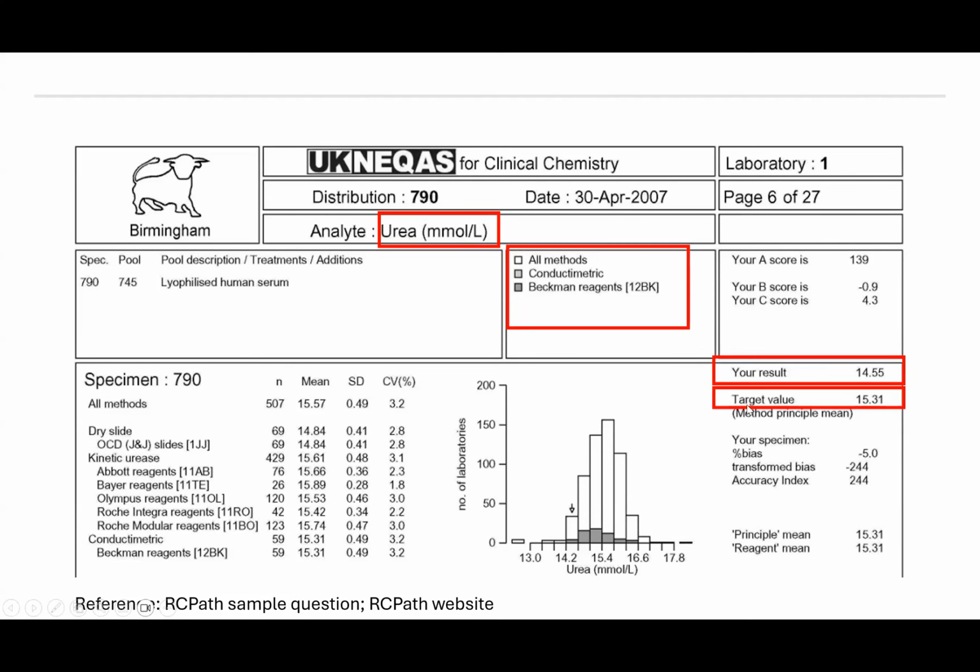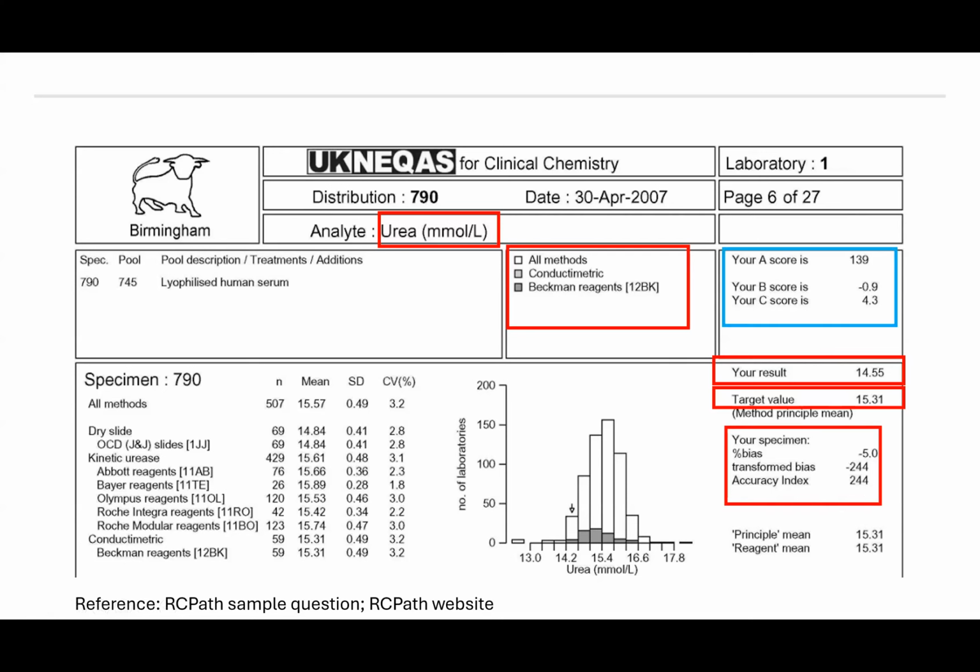So they have only given you the method mean as opposed to the all method mean. And then they give you your bias, which we talked about how that was calculated, and the transformed bias, which was your bias times by this degree of difficulty factor. And then they've got the accuracy index, which is the modulus of that. So that gives you all of those values. So that's for an individual result.